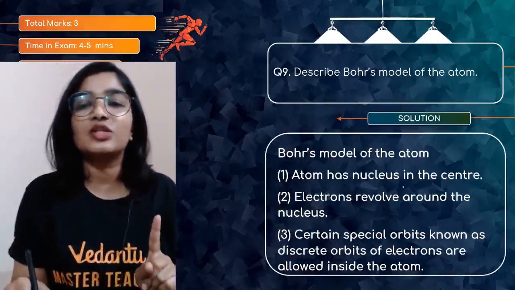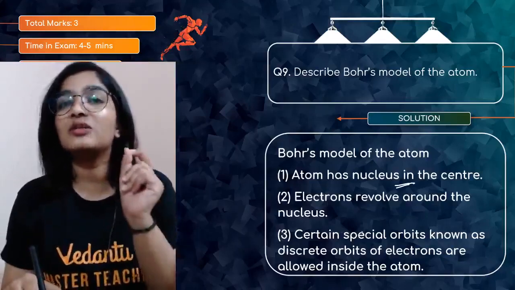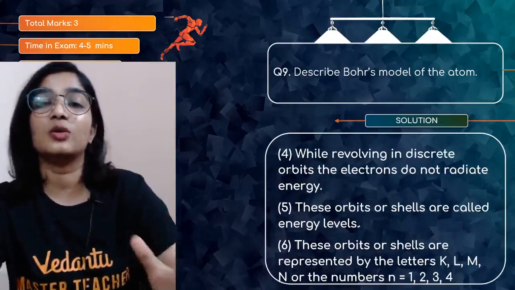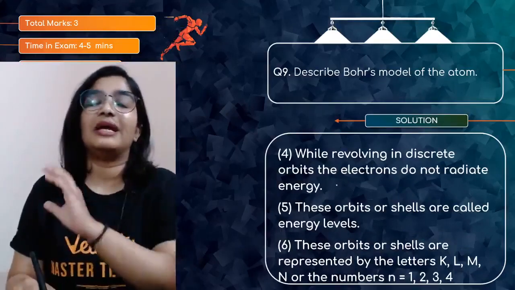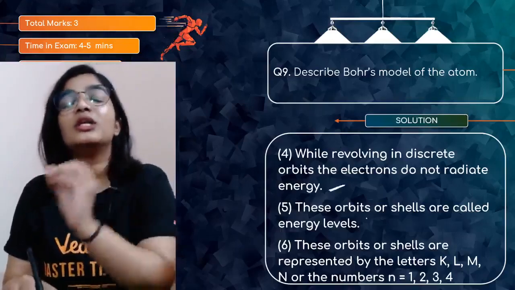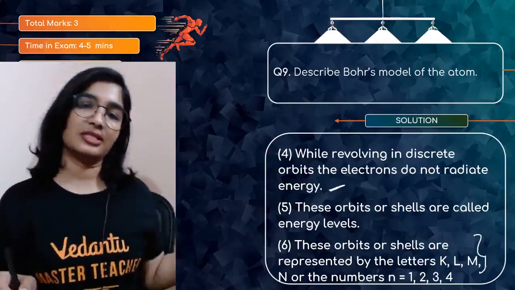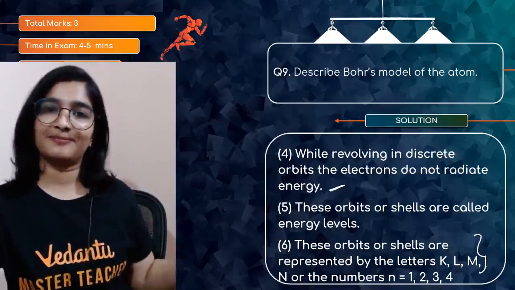So first, the atom has a nucleus in the center, and electrons revolve around the nucleus. Certain special orbits, known as discrete orbits of electrons, are allowed inside the atom. While revolving around, the electrons do not radiate any energy. These orbits or shells are called energy levels. So for 3 marks, this will be more than sufficient.